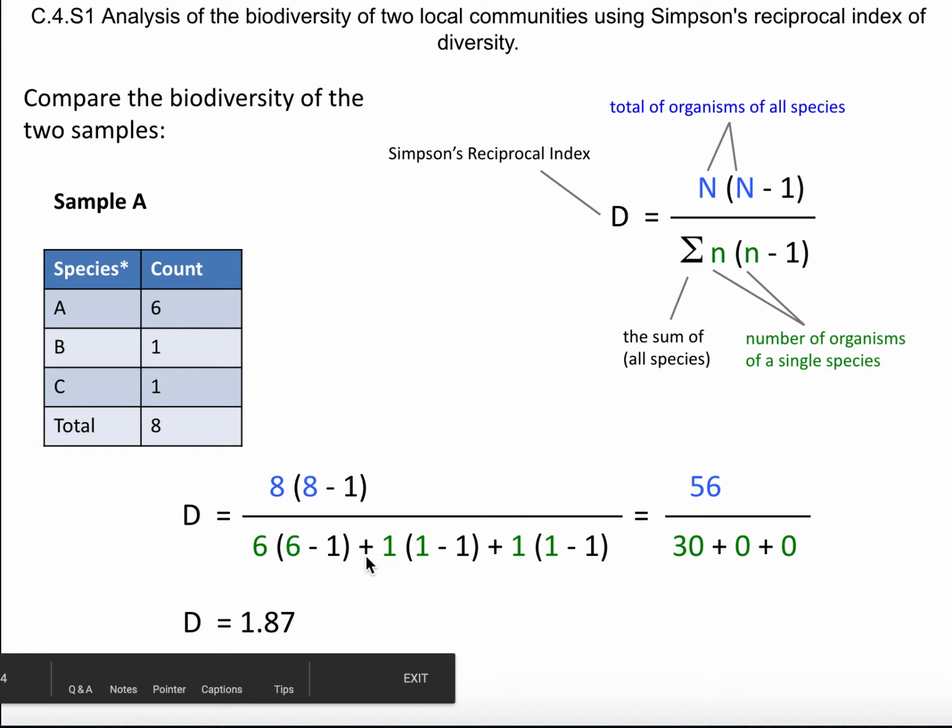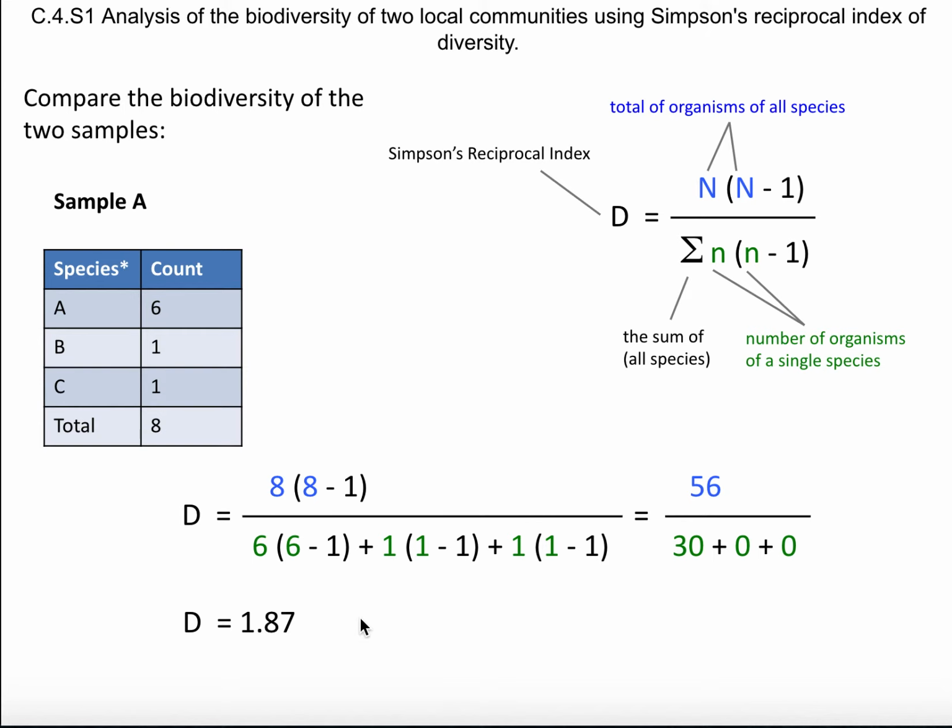Then you have to do the next species because it's a sum, so we have to add them all together. For species B, it's 1 minus 1 times 1, which is 0. And for species C, 1 minus 1 times 1 is also 0. So then you're going to get 30. So 56 divided by 30 is going to give us the Simpson's reciprocal index, which is D. That's going to be 1.87. So that's how you would figure it out for sample A.